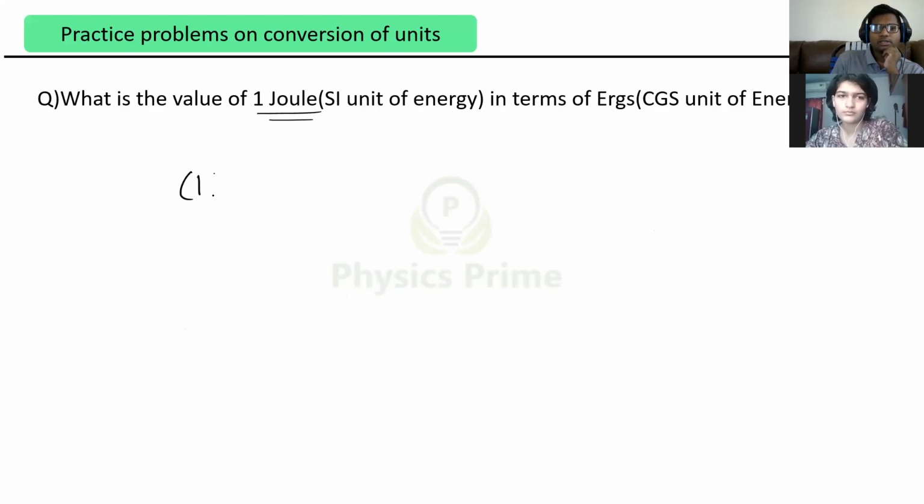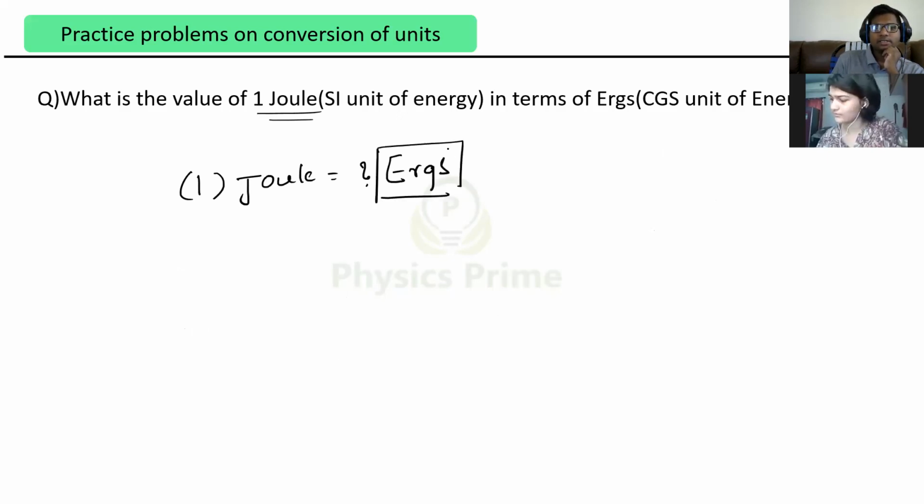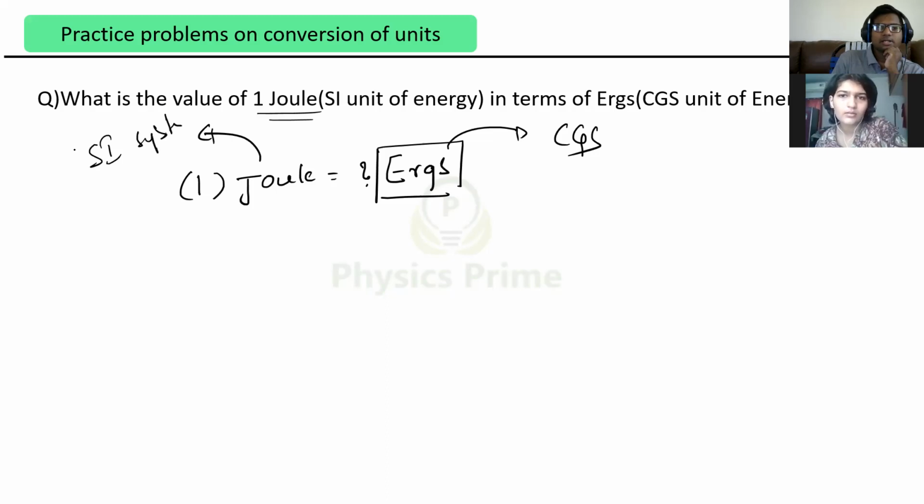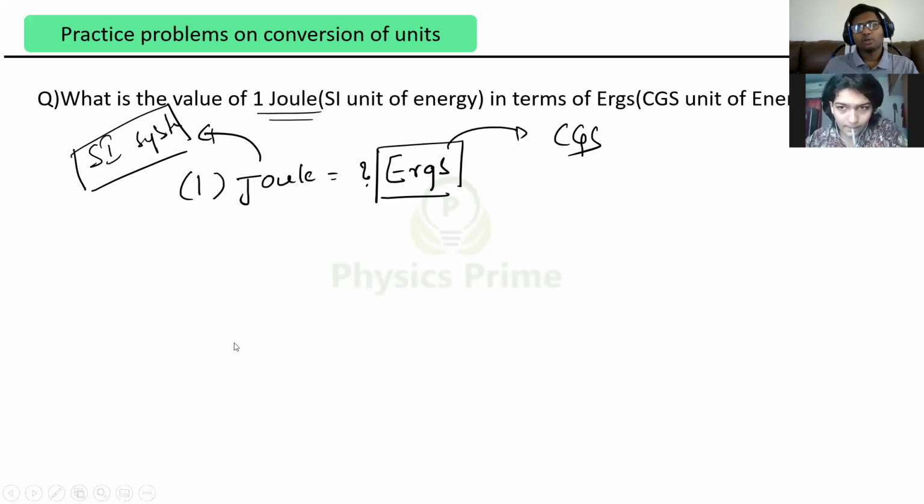Here the question is, 1 joule is equal to how many ergs? Erg is the unit of energy in the CGS system, but joule is the unit of energy in the SI system. So you know the fundamental quantities in the SI unit, and you know the CGS units. Now carefully observe how I solve this problem to find the number of ergs in 1 joule.